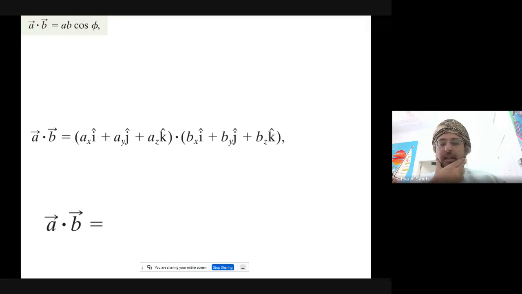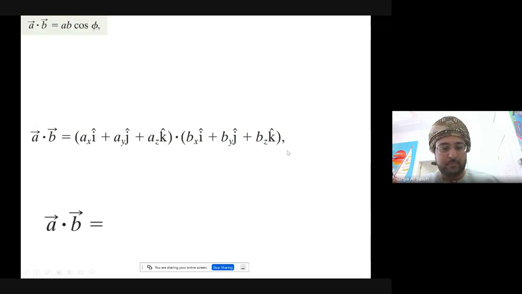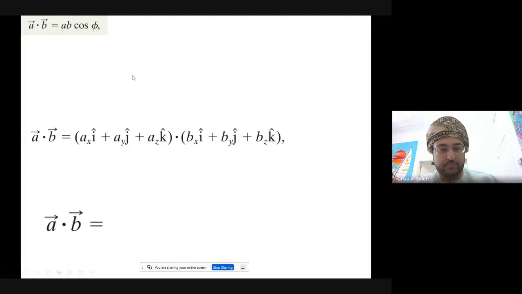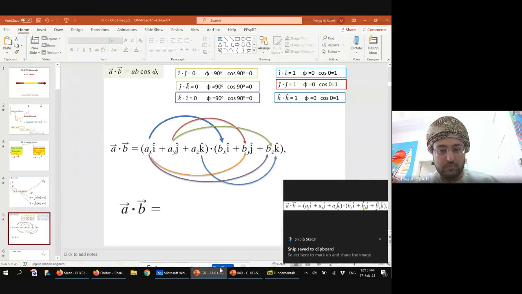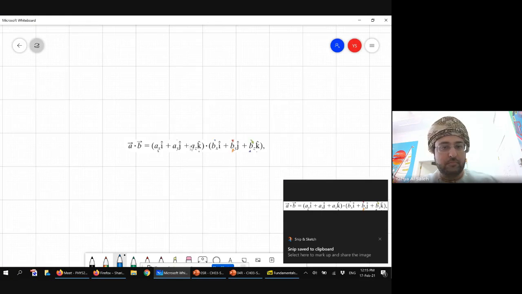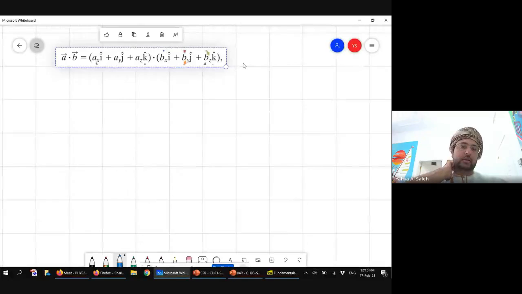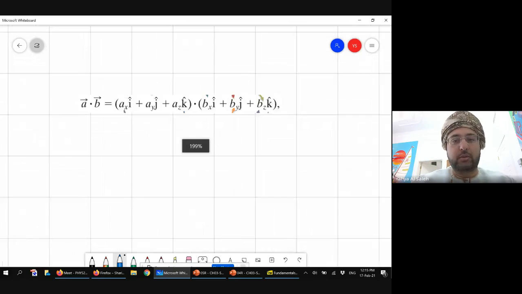Let's write it out in long form. So A dot B equals, I'll write the vector A dot vector B. What do I do with it now? Any idea?